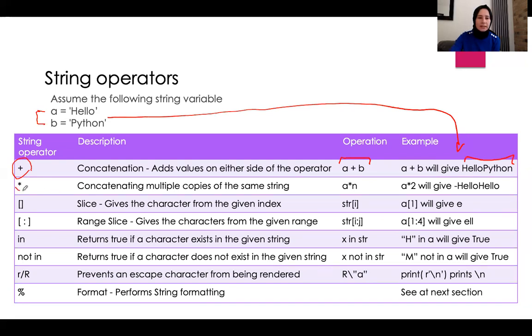We have multiplication. It helps with concatenating multiple copies of the string. So for example, guys, when we say A multiplied by 2, it will print us 2 times hello. And we have a slice, and the slice gives the character from the given index.